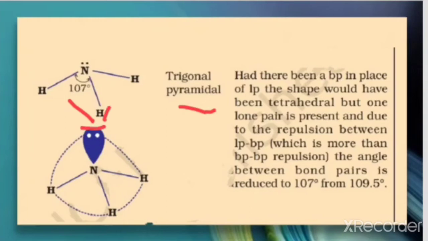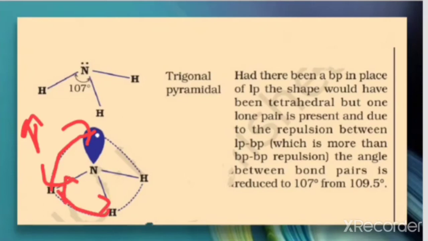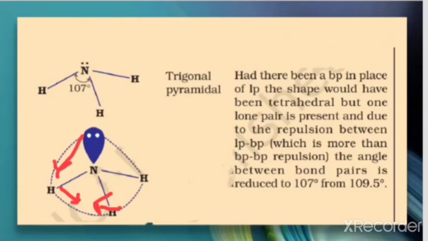Here, due to the presence of a lone pair, lone pair bond pair repulsion is greater than bond pair repulsion. Because of this reason, the repulsion observed by the bond pair is lesser, and the lone pair bond pair repulsion is greater. So, due to the repulsion of the lone pair, the bond pairs will be moved inward.